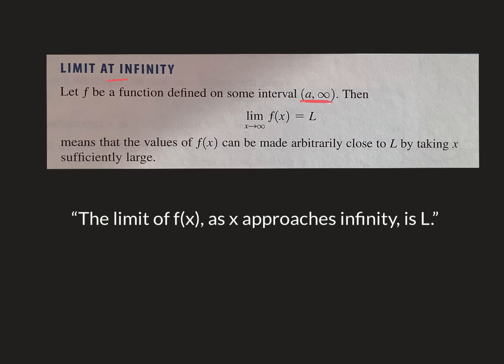on the interval from a to infinity, we're not even going left yet, this is positive infinity, is L, means that f of x can be made arbitrarily, there's that word, arbitrarily close to L by taking x sufficiently large. That's a weird thing to say. It really means this in the quotes I have down here. The limit of f of x as x approaches infinity is L. If that is true, the limit exists, if it's actually approaching a certain number.